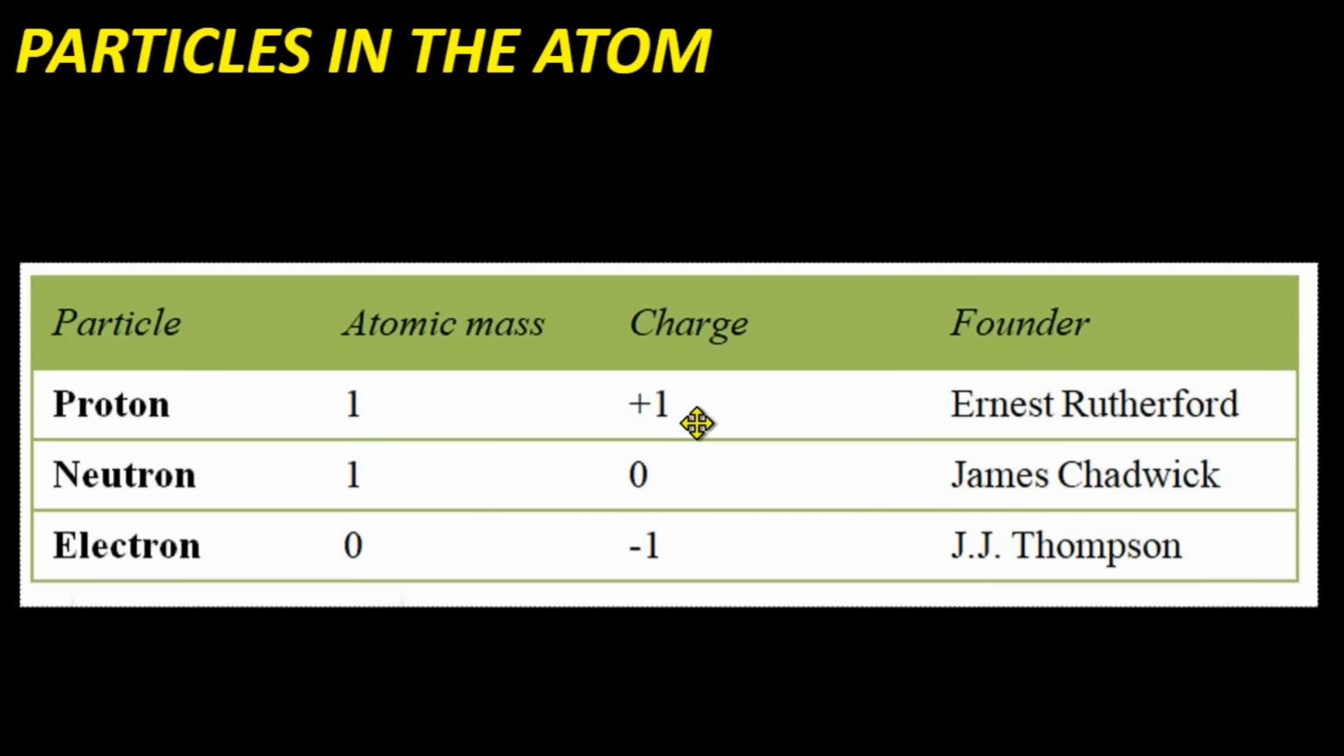The charge of a proton is positive 1, the charge of a neutron is 0, the charge of an electron is negative 1. The founder of the proton is Ernest Rutherford, the founder of the neutron is James Chadwick, the founder of the electron is J.J. Thomson, who also came up with the plum pudding model, which is not used today.